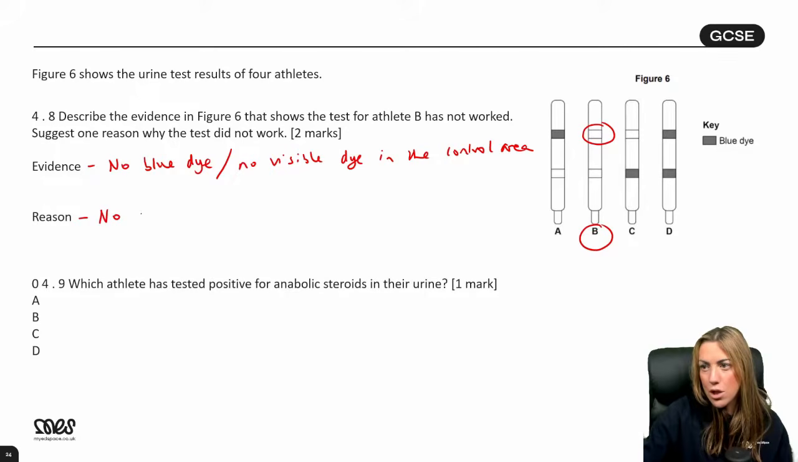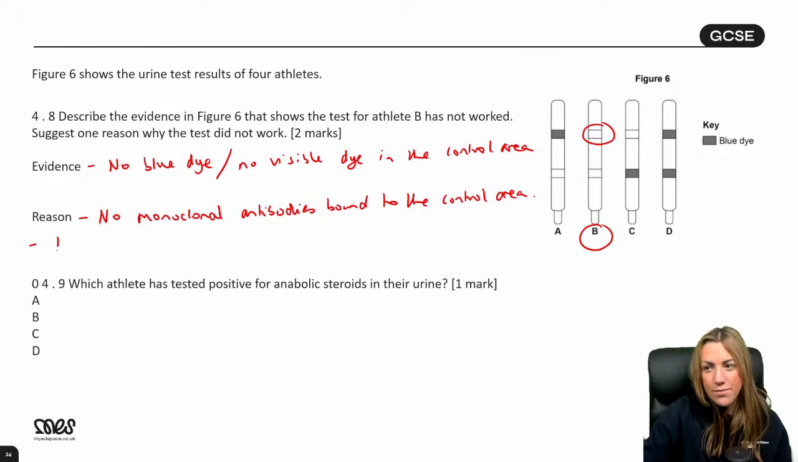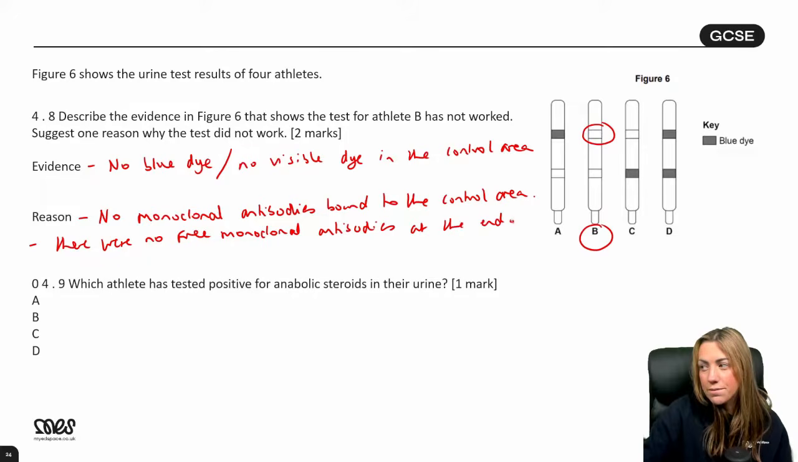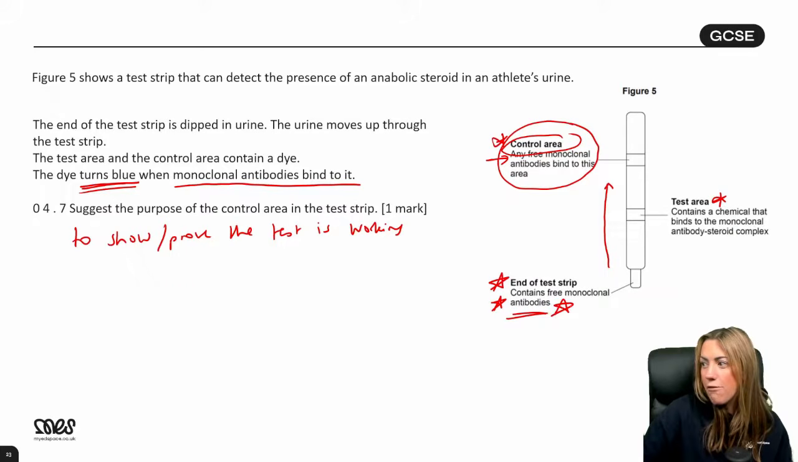So maybe no monoclonal antibodies bound to the control area. What else could we say? Maybe there were no free monoclonal antibodies at the end of the strip. Because if we go back to the previous diagram, it said that there were free monoclonal antibodies. Maybe if there weren't any, the test was faulty, there weren't any free monoclonal antibodies, then they wouldn't have reached the control area, and that's why the dye did not change colour.